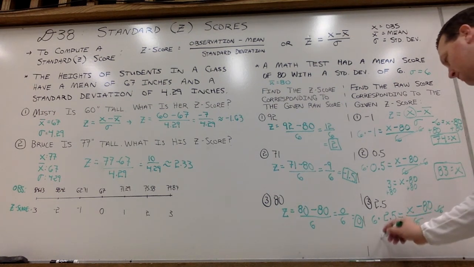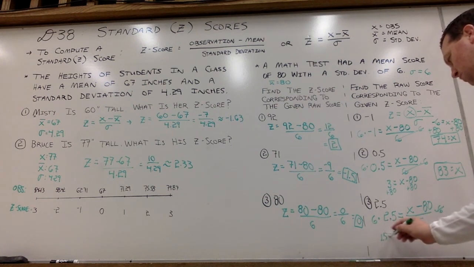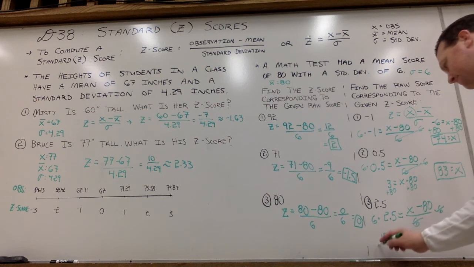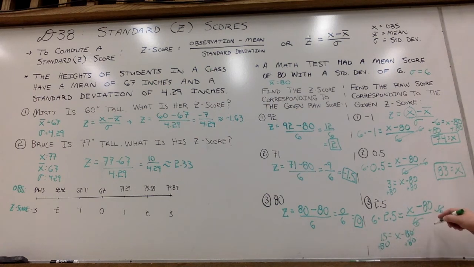I'll go down here. Hopefully that shows up. 15 will equal x minus 80. Add 80 to both sides. 15 plus 80 is 95. So if you get a 95 on the test, you would be 2.5 standard deviations above the mean.